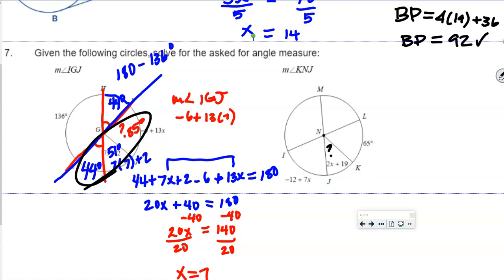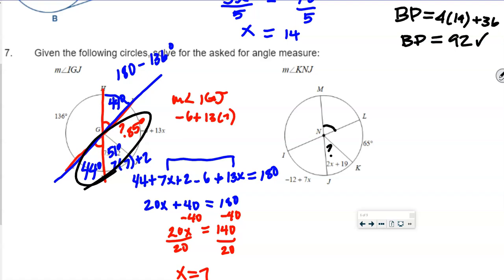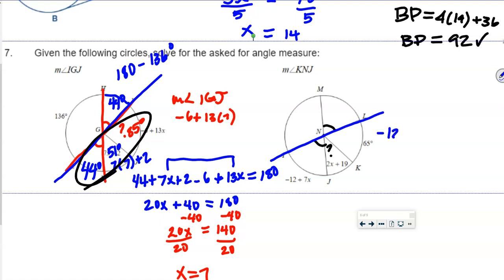So once again, do we see any vertical angles? I do. These angles are vertical right here, aren't they? Okay. So this time, though, to be able to find either one of those angles, I'm going to have to use that half circle again. So once again, I'm going to do negative 12 plus 7x plus 2x plus 19 plus 65. That equals my 180, doesn't it?